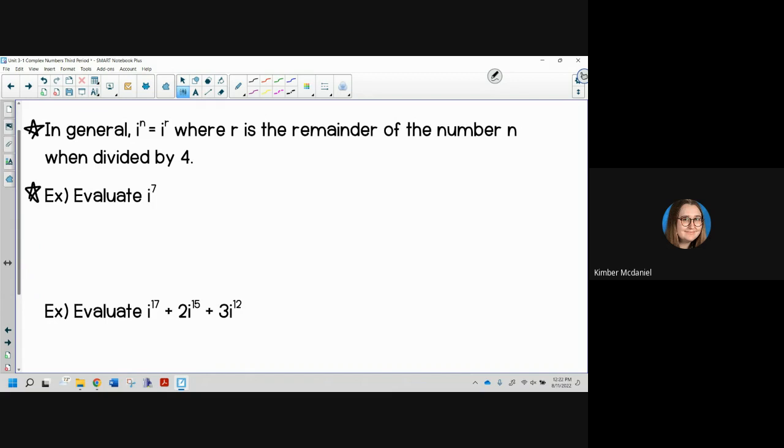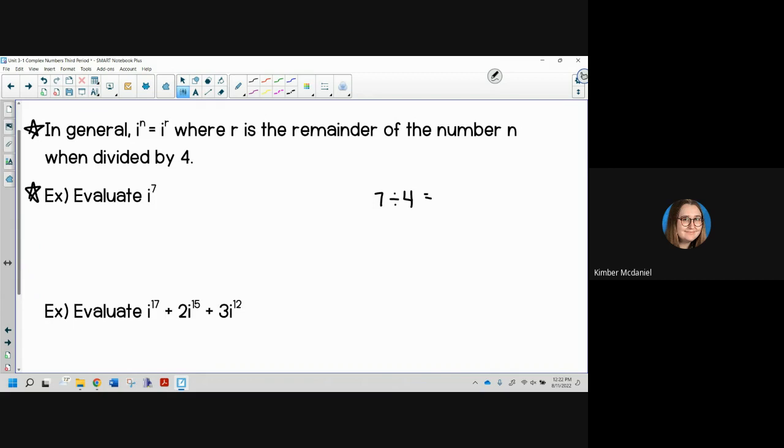So our goal in these next couple of examples is to practice raising i to some higher power, okay? Because we know what i squared is, we know what i cubed is, and we know what i to the 4th is, and we use those 3 facts to evaluate i to some higher power. So let's look at i to the 7th. Now, the pattern for doing this is to take that exponent and divide it by 4.